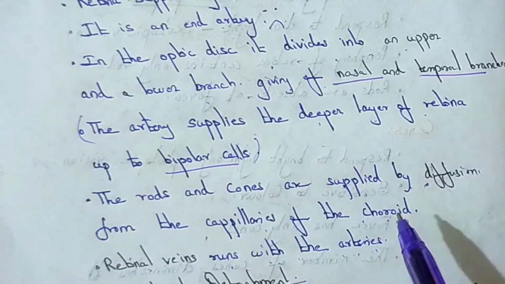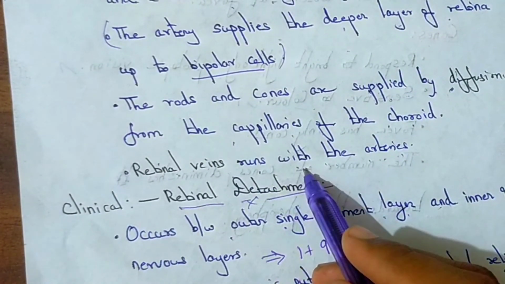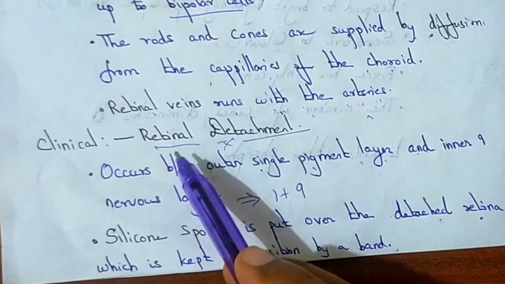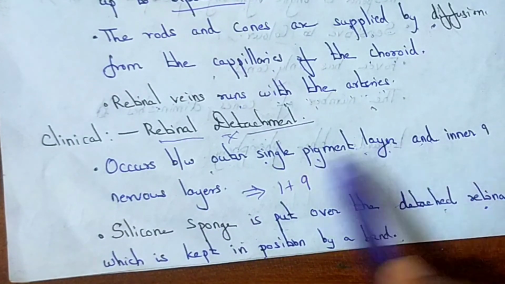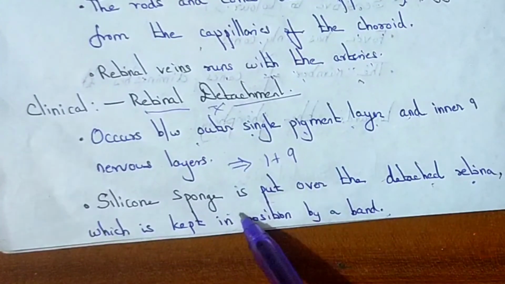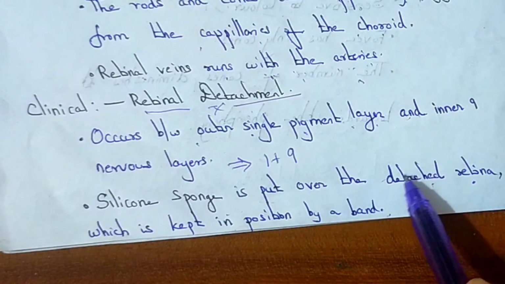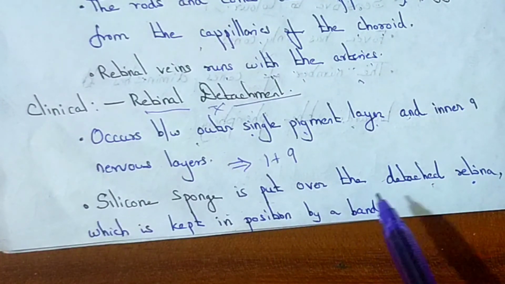Retinal veins run with these arteries. Clinical aspect: retinal detachment occurs between the outer single layer and the inner 9 nervous layers. A silicon sponge is put over the detached retina, which is kept in position by a band.